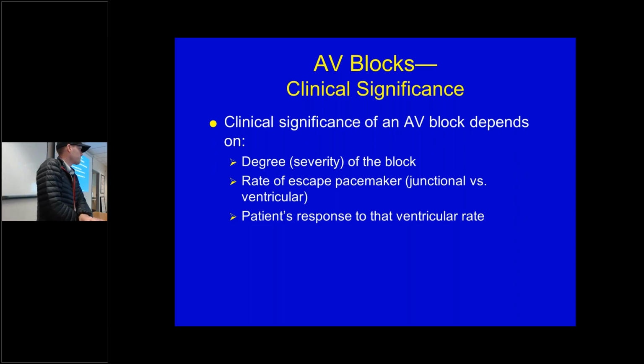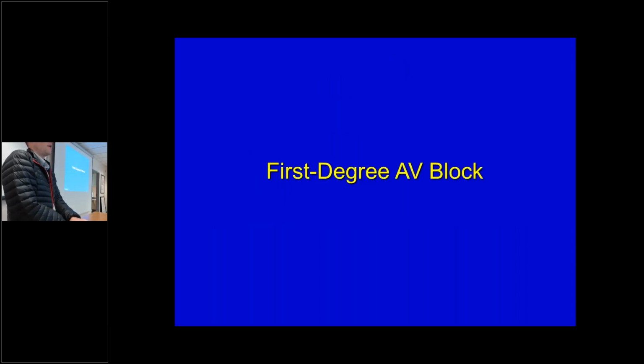How do they go and fix the block in the hospital? They don't. They get a pacemaker. All right. So we talked about that. It's significant with the degree, what kind of block it is, what the rate of the escape pacemaker is, meaning the automaticity that then takes over, and then the patient's response to that rate.